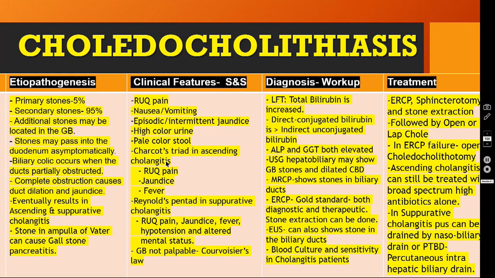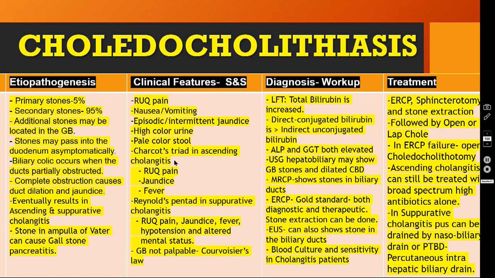If patient is having this jaundice for some time, a superadded infection or secondary infection will happen to the stagnant bile, and patient is also going to have fever. So right upper quadrant pain, jaundice and fever is called Charcot's triad, which is characteristic of ascending cholangitis.